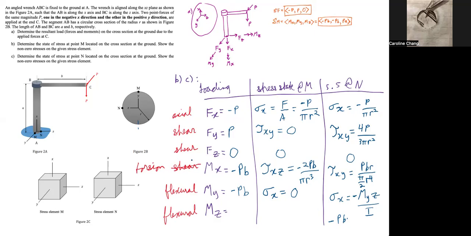times z. So n is located at a distance of r from the centroid of the cross section, so we will take r, and the moment of inertia around the centroid of a circle is given by pi over 4 r to the power of 4. And how do we know this? We know this from this formula here.